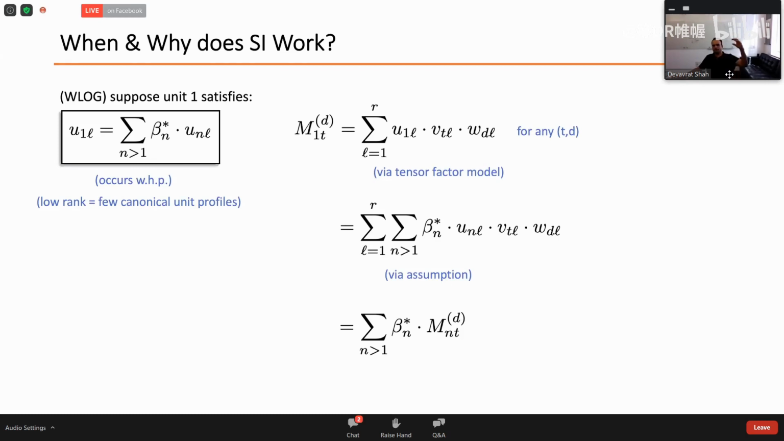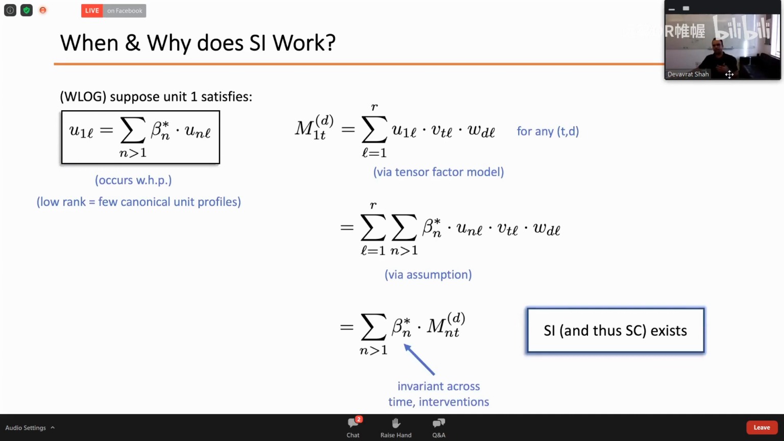That's why, when learning the relationship pre-intervention, it holds true under different interventions. And this is exactly what we mean by synthetic intervention works and exists. And in a sense, as a special case, this also argues that synthetic control exists, which is traditionally assumed as an axiom in the synthetic control literature.